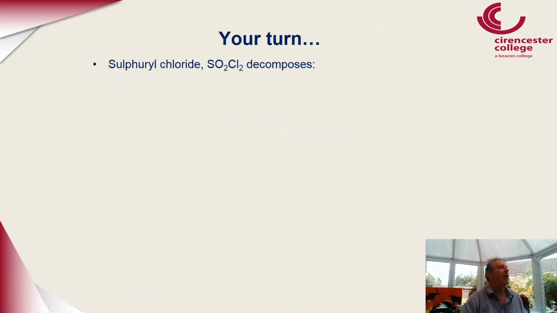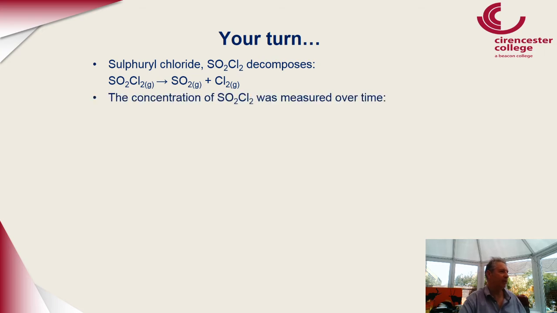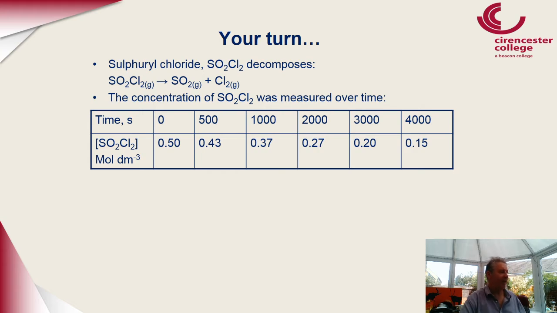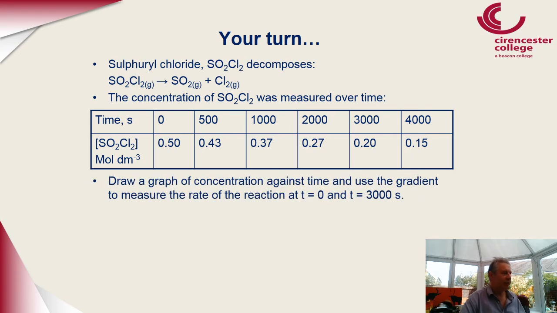Okay, so we're going to put this one up now. Sulfuryl chloride, SO2Cl2, decomposes to make sulfur dioxide and chlorine gas. The concentration was measured over time. Here are the concentration values and the time in seconds this time. So now you should draw a graph of concentration against time and use the gradient to measure the rate of reaction at time equals 0 and time equals 3000. Then we'll need to think about how the change in the sulfuryl chloride was measured.